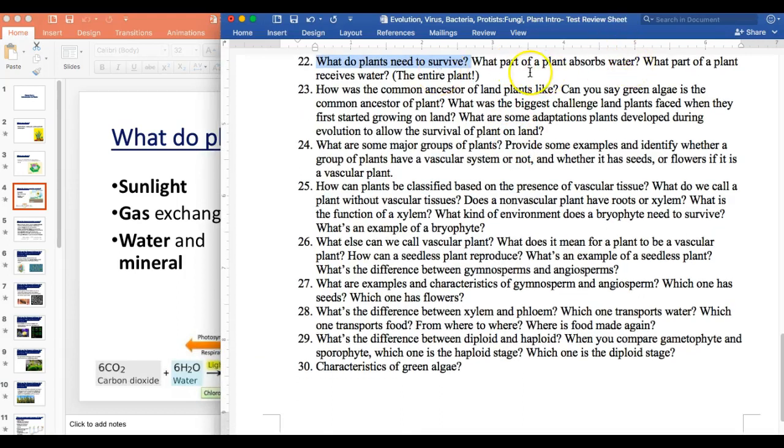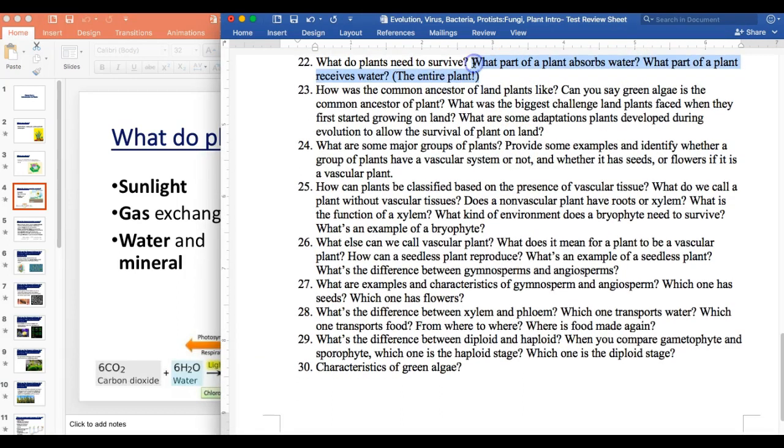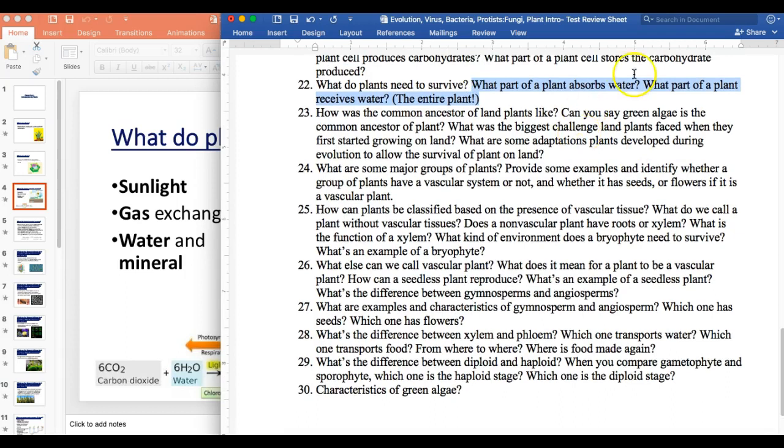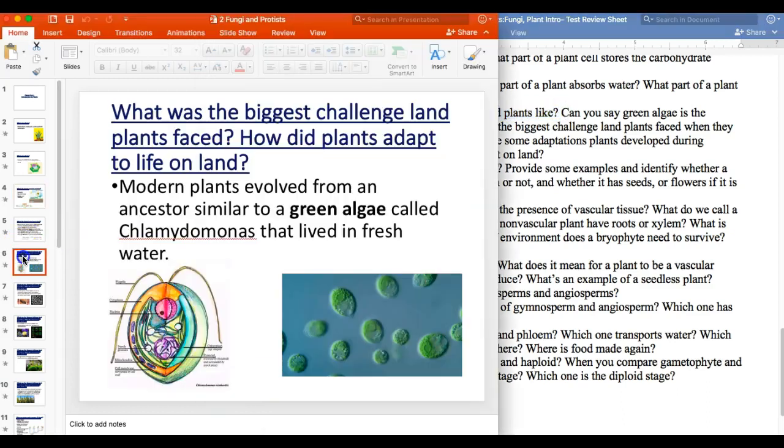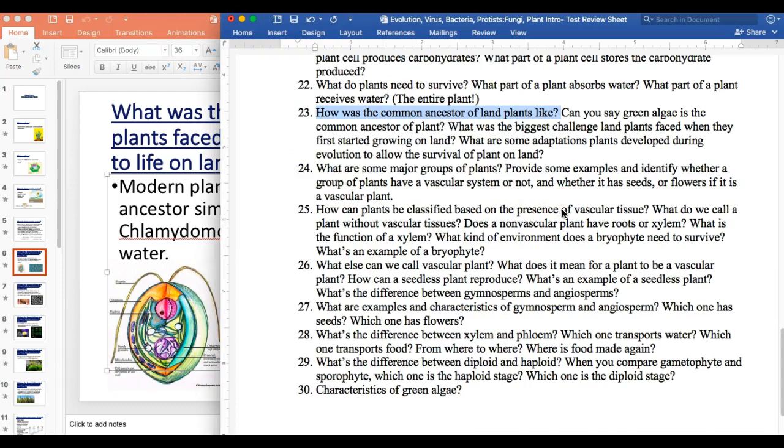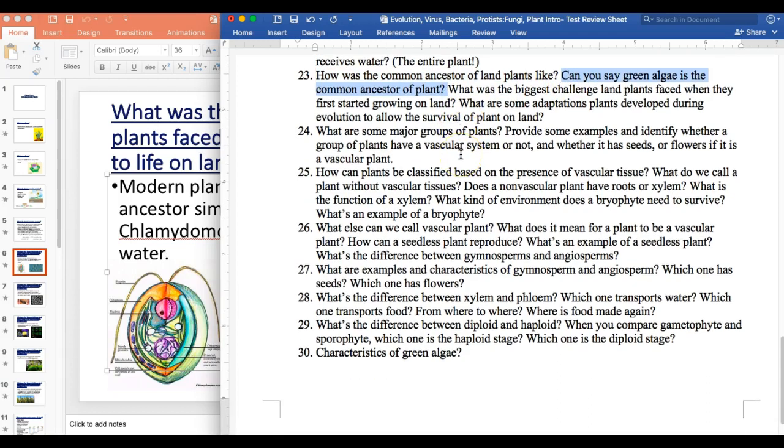What part of the plant absorbs water? That would be the roots. What part of the plant receives water? The entire plant. What was the common ancestor of plants like? They are similar to green algae, but they're not green algae. Remember that. Also, the common ancestor of all plants lived in water. Can you say green algae is the ancestor of plants? Nope.